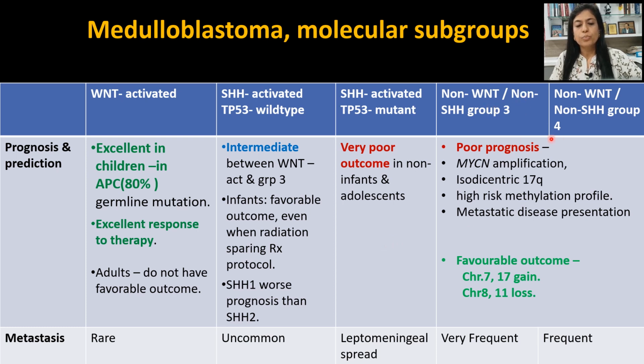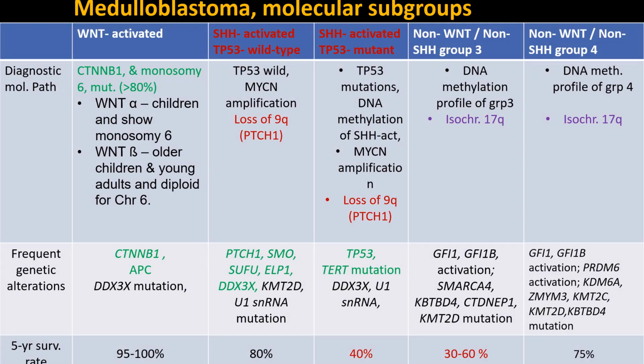And now this group 3 and 4, these show poor prognosis when associated with MYC amplification, isodicentric 17q, high risk methylation profile, and when they present as a metastatic disease. Relatively favorable outcome is found whenever there's chromosome 7 and 17 gain, and loss of chromosome 8 and 11. Now we'll see metastasis is rare in the Wnt activated group, and it is more common in group 3 and 4, and the P53 mutant SHH activated may present with leptomeningeal spread.